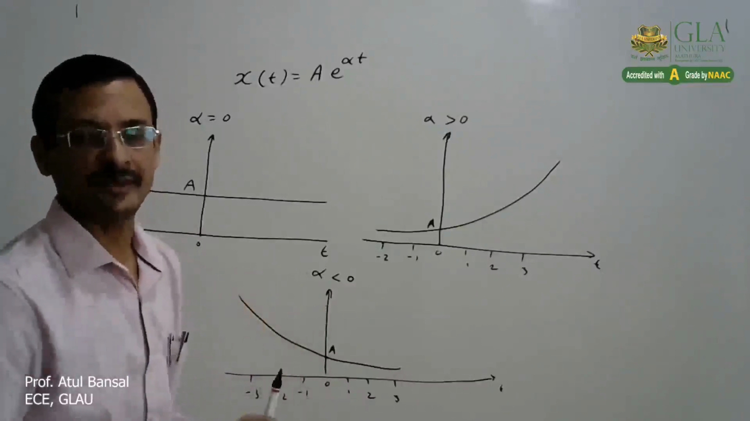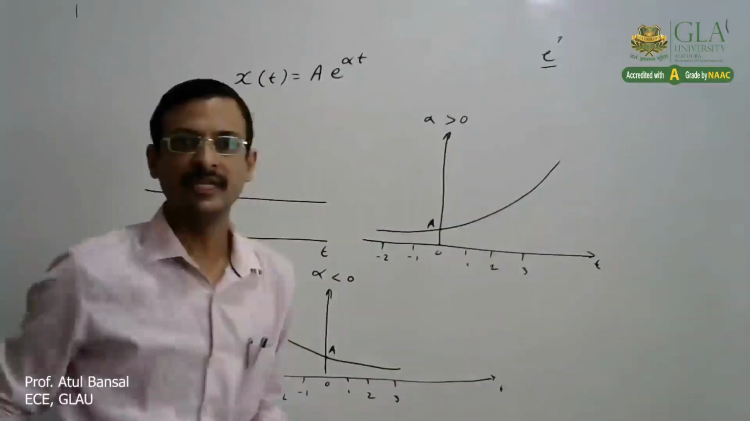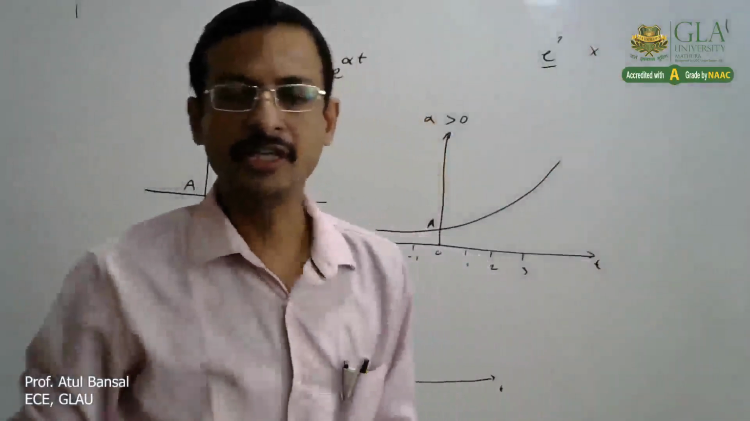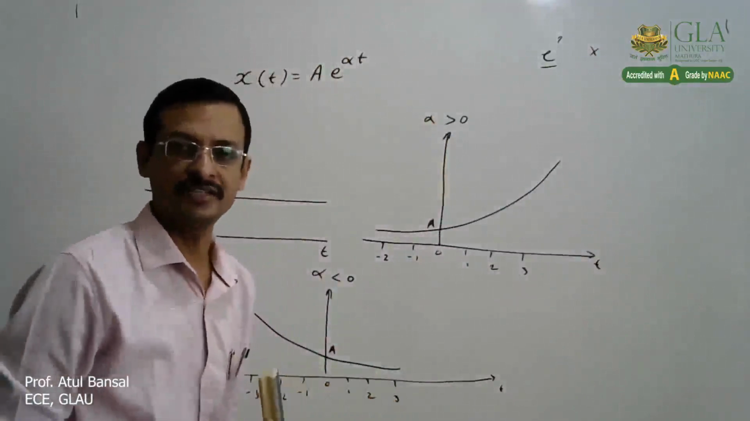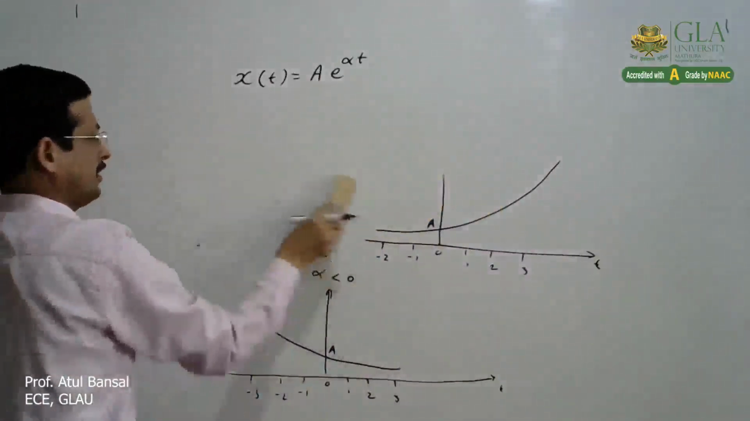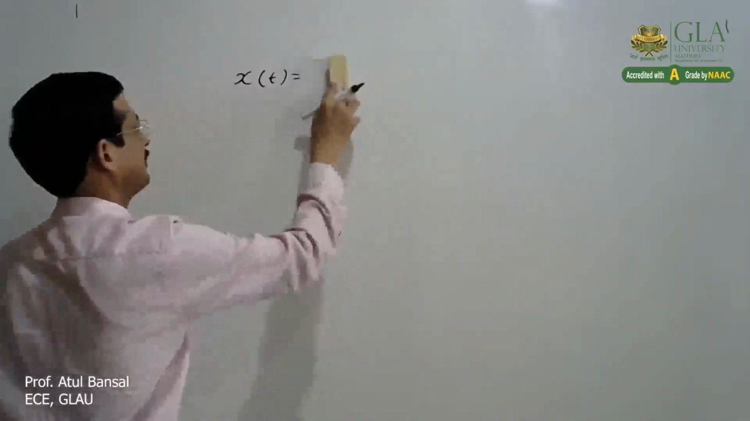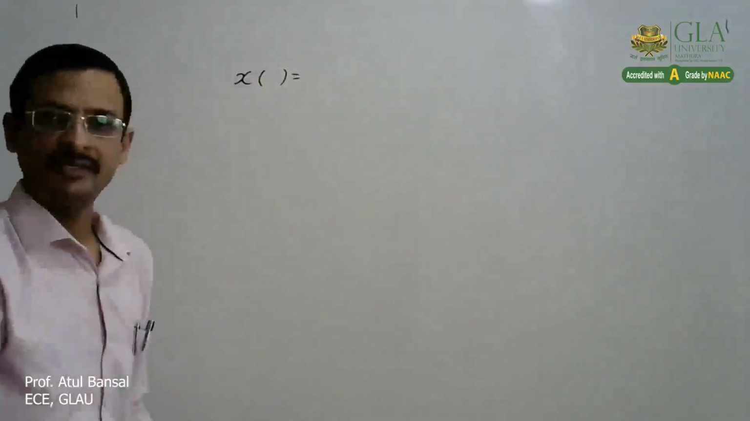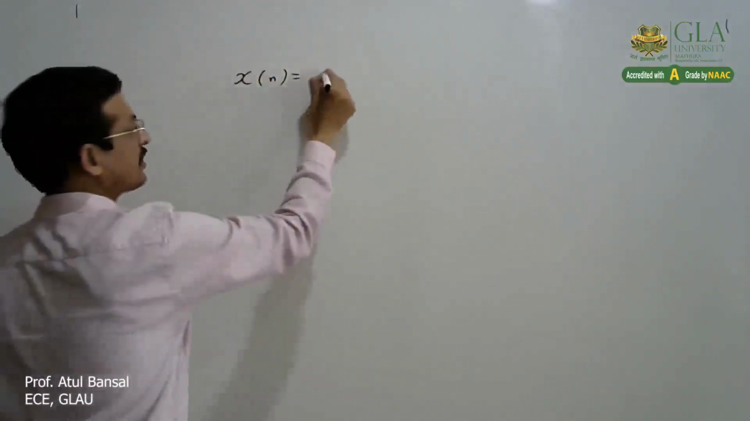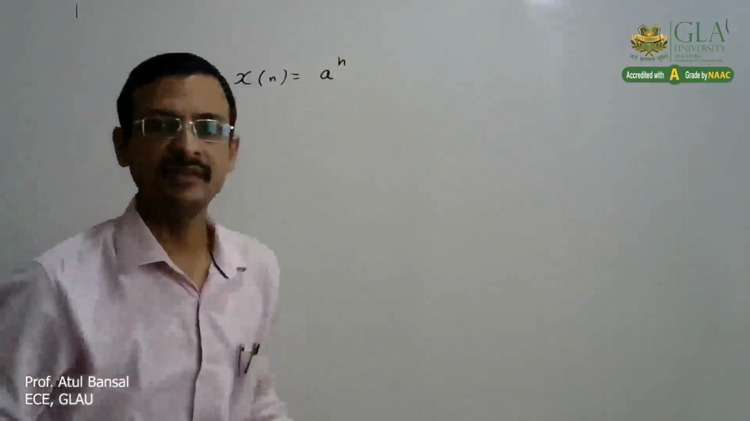Now, in case of discrete time, e raised to power some real number is not defined. As we know, e has a value of nearly 2.7, that is a fraction, not an integer, so it cannot be defined. So in discrete time, the real exponential signal x[n] is mathematically given as a raised to power n, right? Where a is an integer.